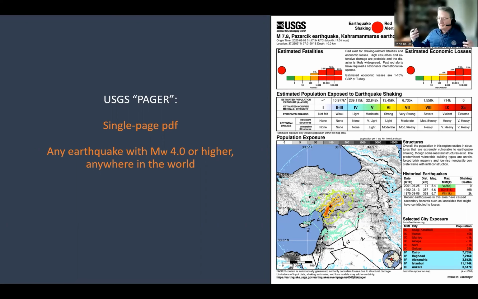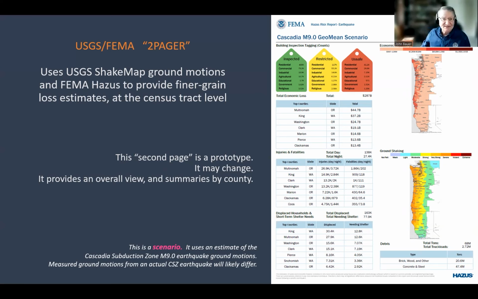And this is not the Turkey earthquake, obviously. This is the Cascadia subduction zone, and it's run as a scenario here. And it's summarizing the impacts at a top level. For those in building inspection, you might see the red, yellow, green tag estimates. And it will list the top counties in terms of various loss categories: economic loss, injuries and fatalities, displaced households. But because there are so many counties impacted by a CSC, in this case I only see 7 here. So the second page, it's a prototype.